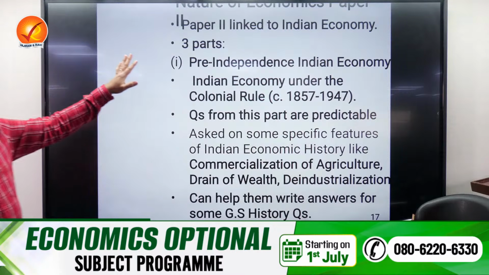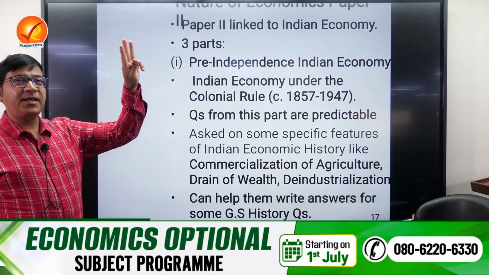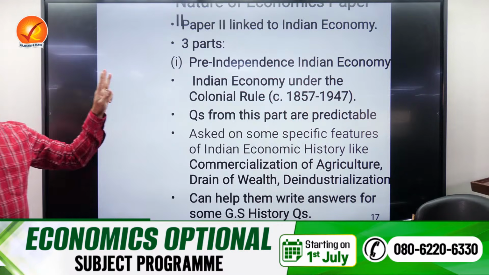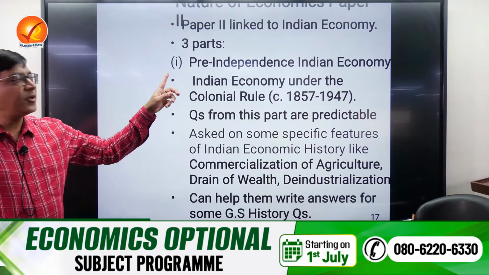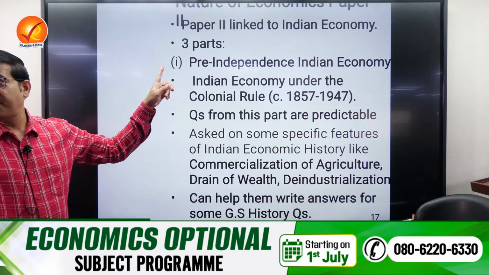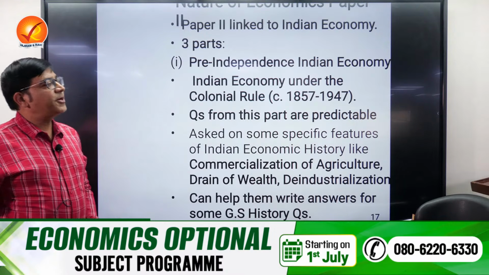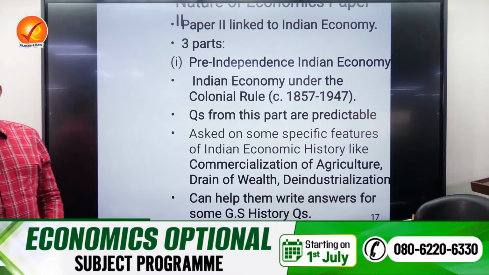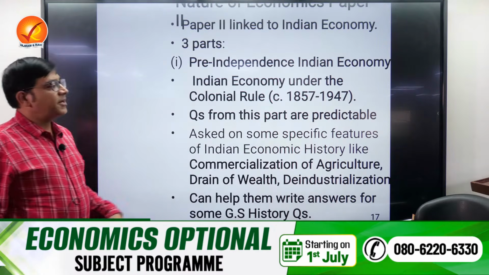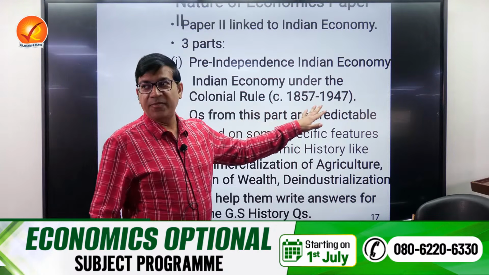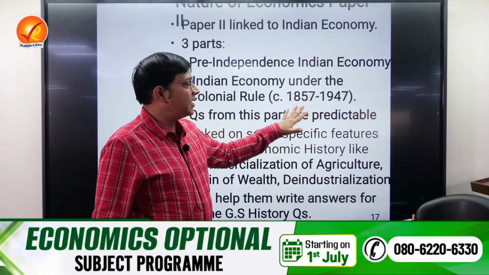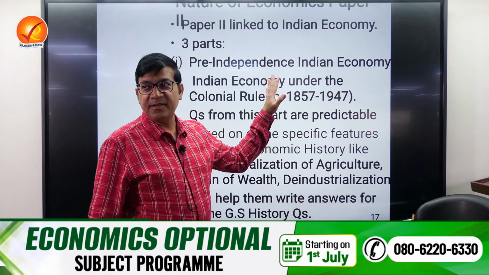So paper 2 is linked to the Indian economy. There are 3 main parts. First is pre-independence Indian economy, or we also call it economic history, where you are supposed to know about the Indian economy under colonial rule, particularly from roughly 1857 till 1947. So roughly a century before our independence is to be known.